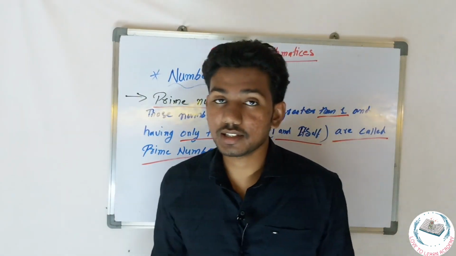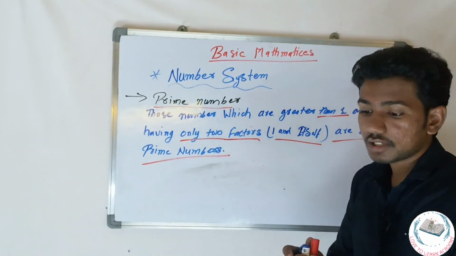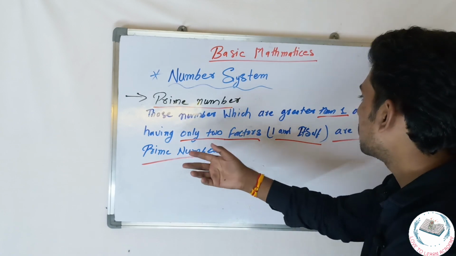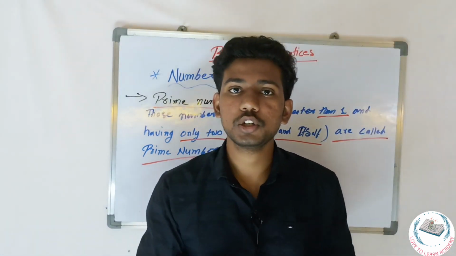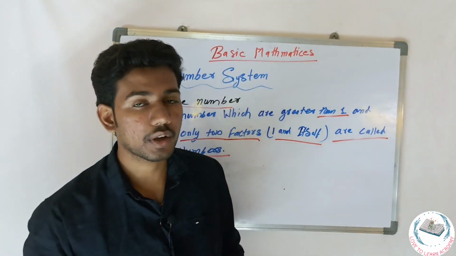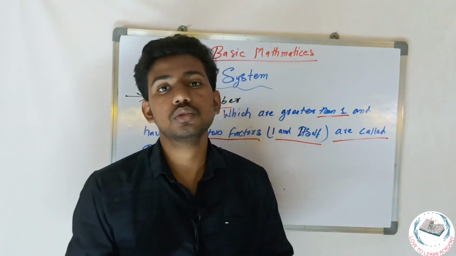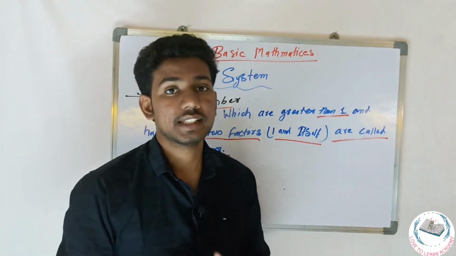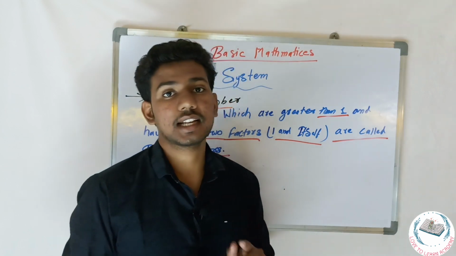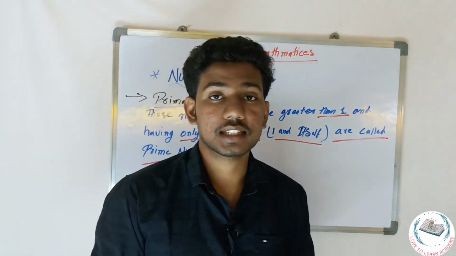So prime numbers are numbers which have only two factors. I already told you what a factor is. What are those two factors? They are only 1 and the number itself.